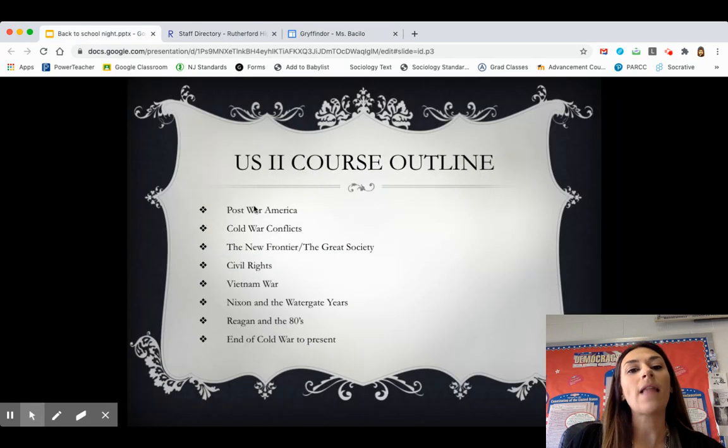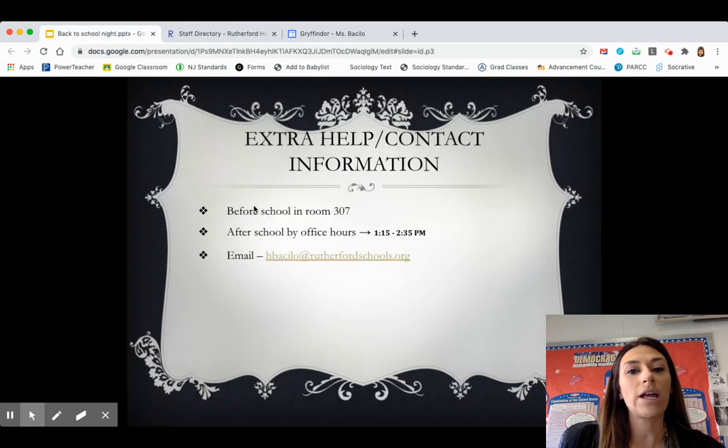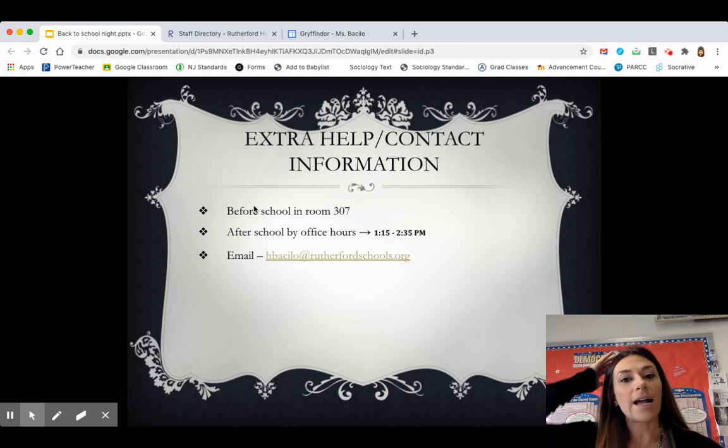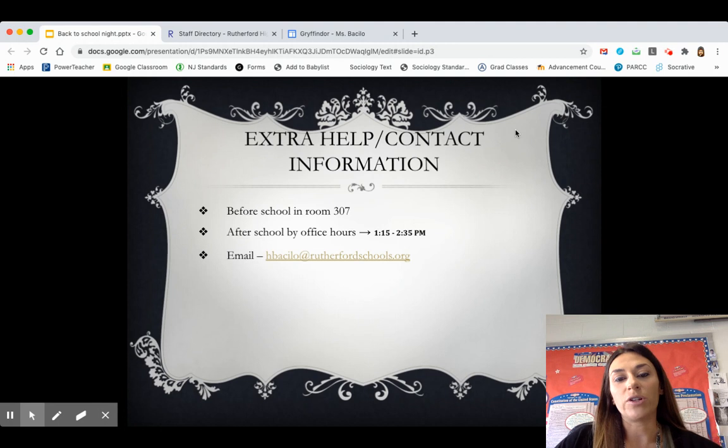Okay, and the last thing I would like to mention is extra help and contact information. I know that especially this year in particular, this is totally new terrain. We've never been here before. So I do want to make sure that I am available and accessible to all students and to parents if for some reason there's an issue or you have a question about something. Please don't hesitate to reach out.